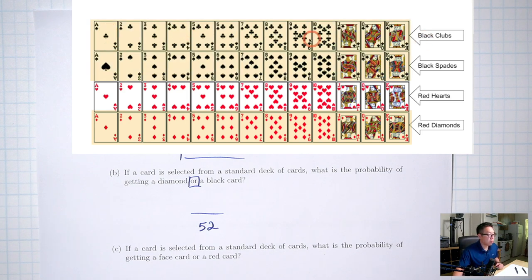So that's first row, second row, last row. How many cards are there? There's 13 cards in each row. So first row, second row, last row. That's three rows. Pretty sure that's 39. So 13 times 3, 39.